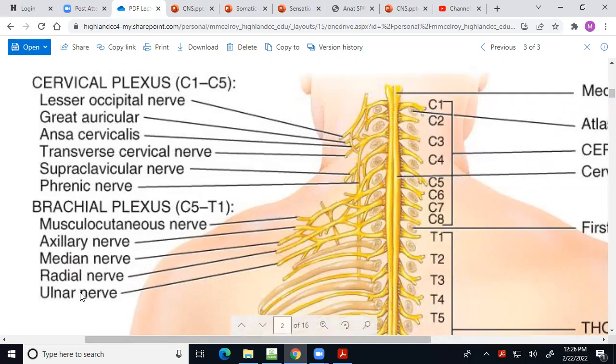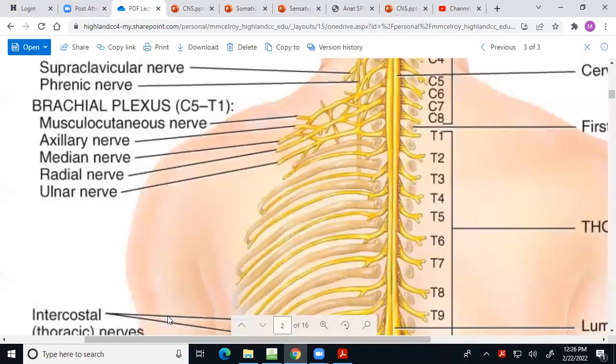Okay, and then listed here underneath the brachial plexus are the names of various nerves. These nerves here happen to be the nerves that run down and feed our arms. For example, your ulnar nerves are going to go all the way and feed like your pinky and your ring finger.